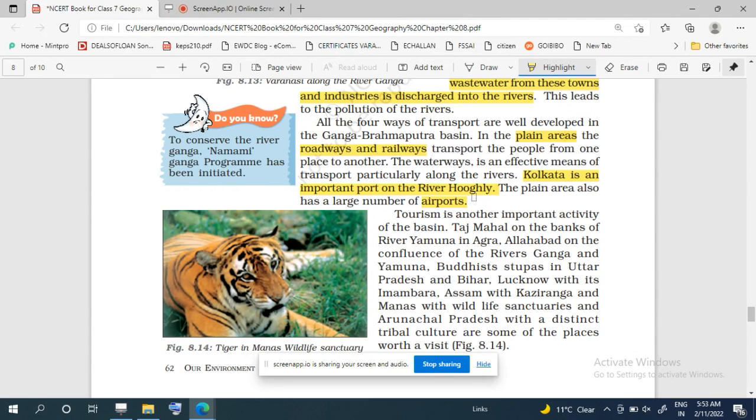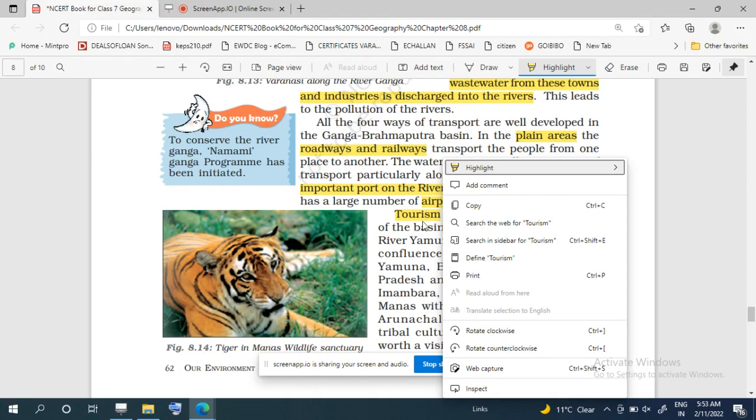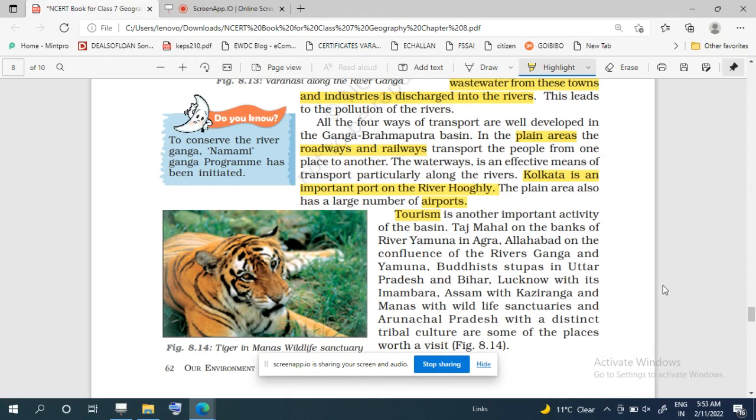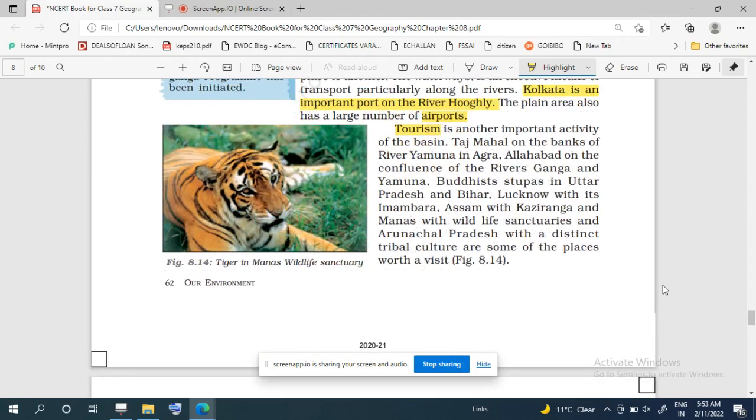Now we see tourism is another important activity of the basin, because there are so many places which are very popular among the tourists, like the Taj Mahal, which is situated on the bank of river Yamuna, a tributary of Ganga. Then Allahabad is situated on the confluence of river Ganga and Yamuna, where the two meet, and that is the reason for the popularity of Allahabad.